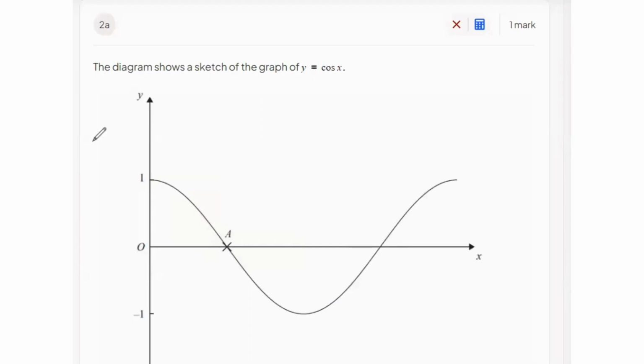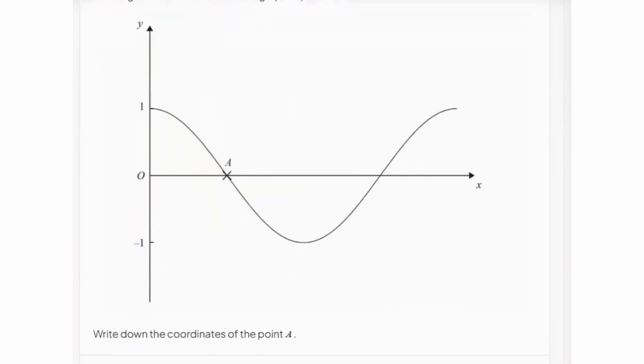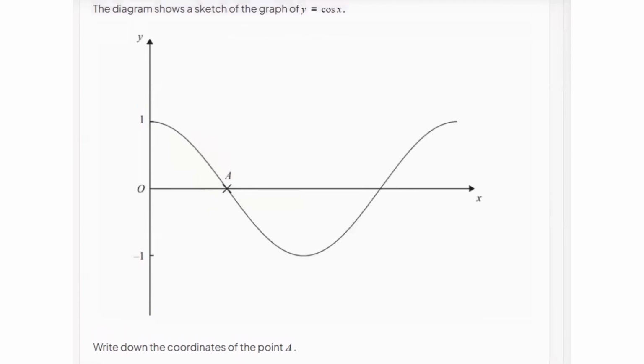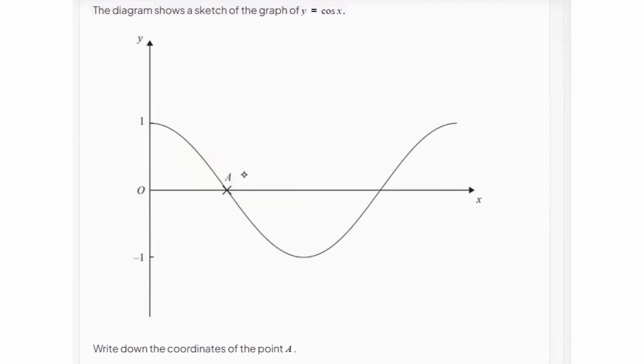Question number 2 says the diagram shows a sketch of the graph of y equals cos x. As you can see, we have this graph for cos x, and it's asking us to write in the coordinates of the point A. If you know the graph for the cosine function, the turning point is at 180, and cos equals 1 at 0 and at 360. So that means this is 90 and this is 270.